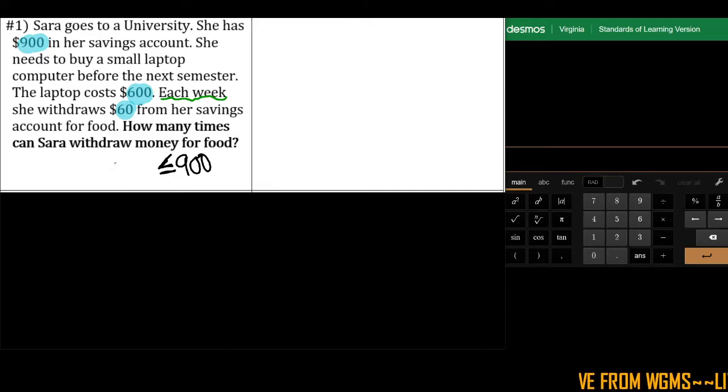So I'm going to have 600 for the laptop, and I'm going to say I have 60 times x, where x is the number of times they can withdraw for food. So my inequality is going to be 60 times x plus 600 is less than or equal to 900. And if I take that inequality, I can now solve for it, so that we can figure out our answer.